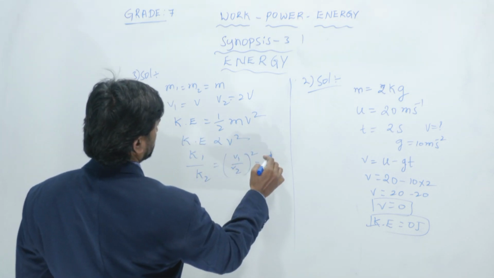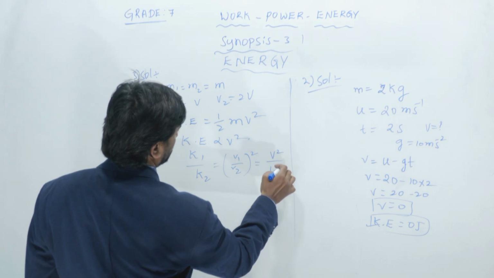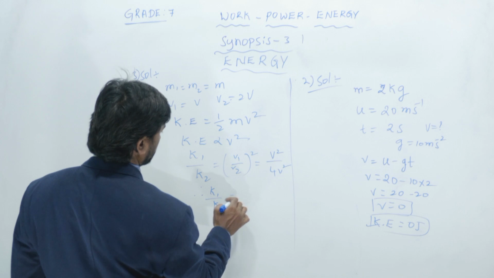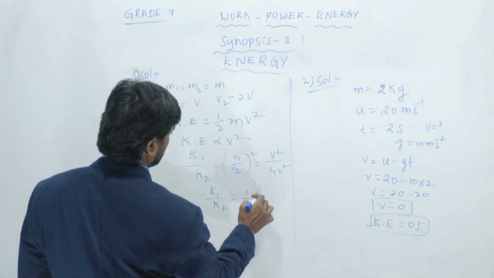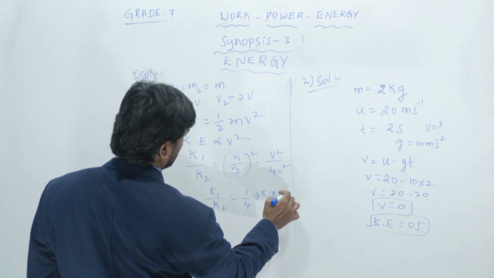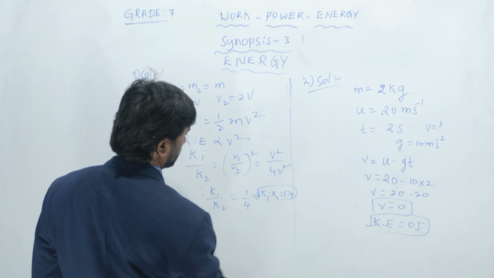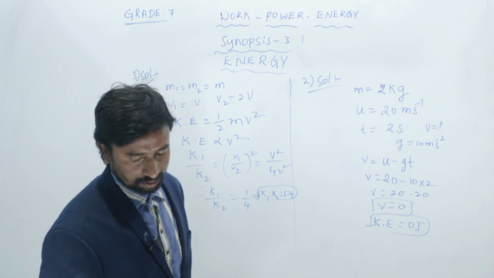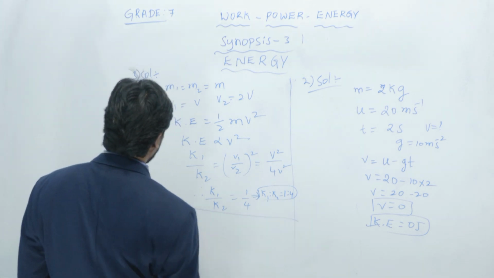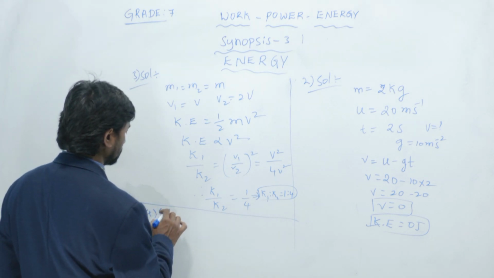So v1 by v2 means v square by 4v square, so k1 by k2 becomes 1 by 4. That means k1 is to k2 is 1 is to 4. That is the answer. So the answer is 1 is to 4, option 4. Okay.